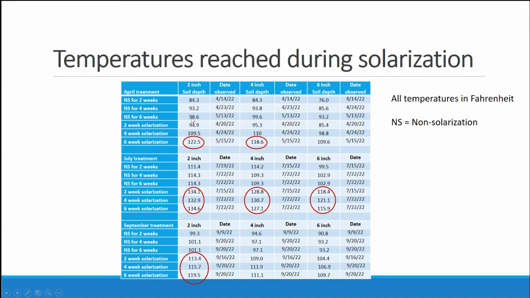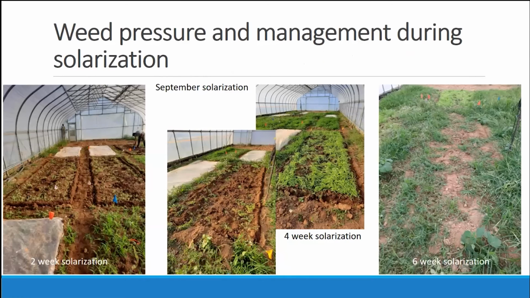And in April, the previous photos I showed you, at 6 weeks, 2 and 4 inches. So weeds can be buried pretty deep, and again, every time you disturb the soil, you're bringing them back up. And this is September. September was really not promising.